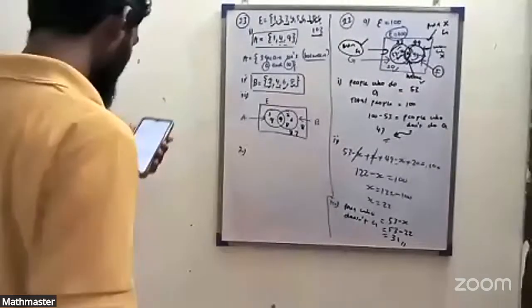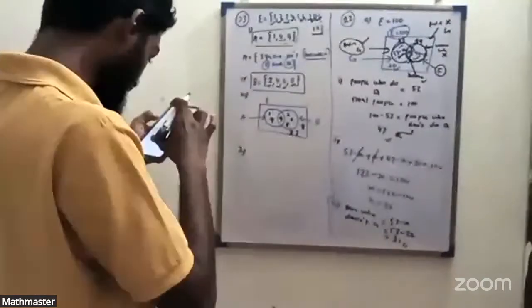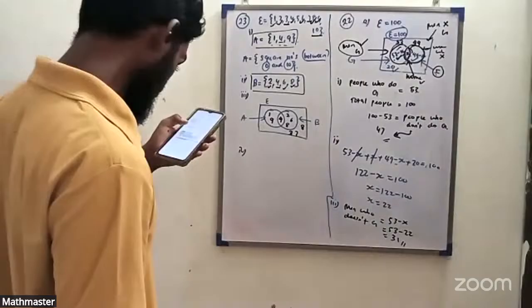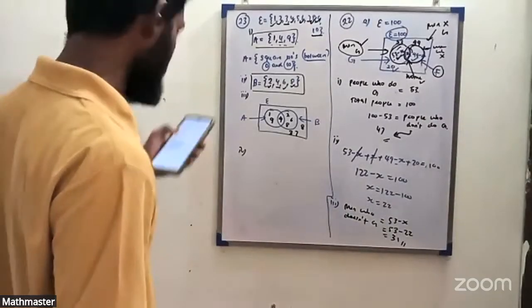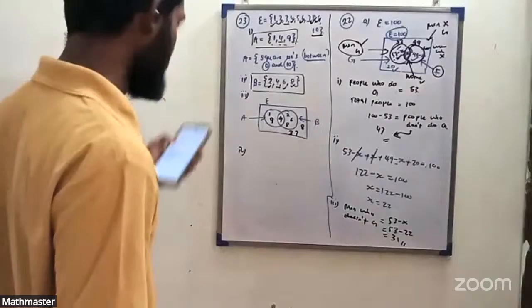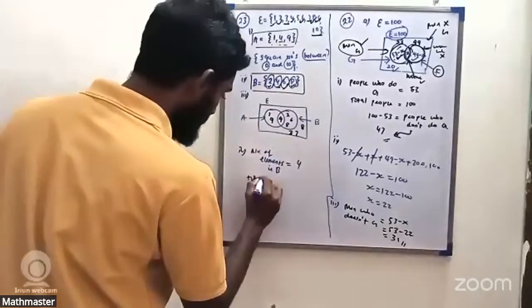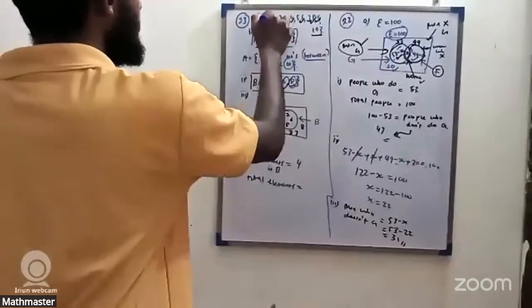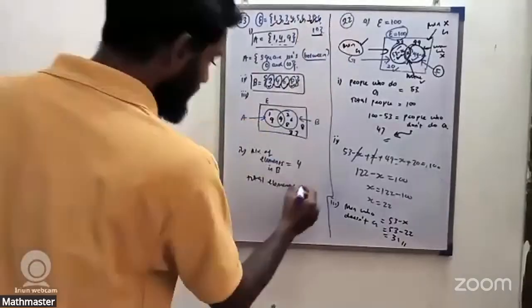Last part, fourth one. From the numbers in the above diagram, if a number is selected randomly, find the probability of the number being an element of set B. Probability. Right. So from set B, how many elements are there? 1, 2, 3, 4. So the number of elements in set B is 4. Total number of elements present, how much? The universal set. 10 elements are there.